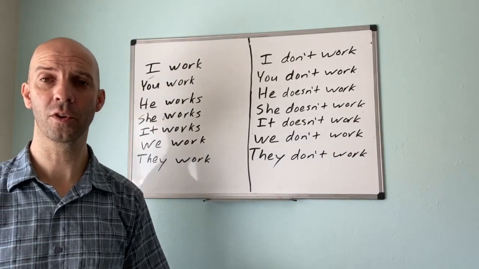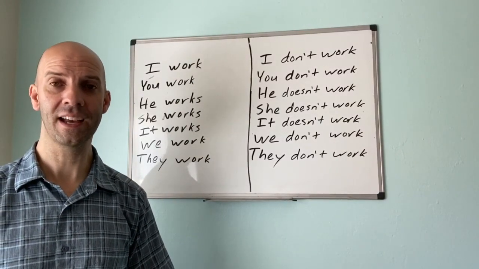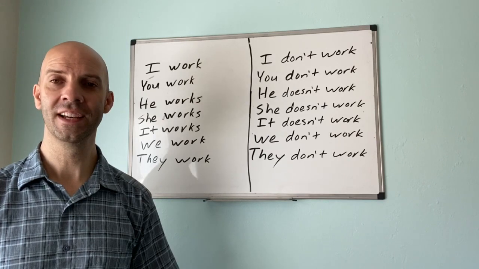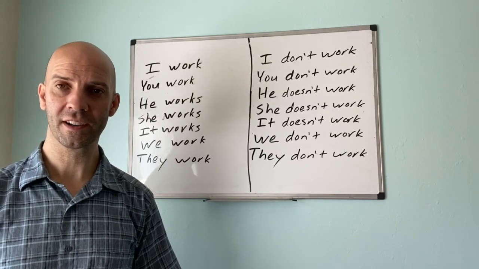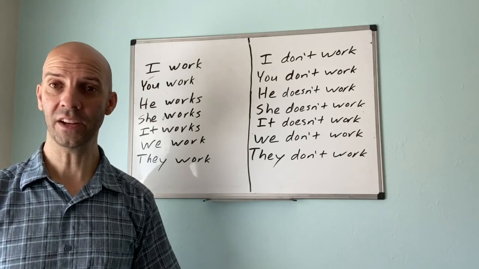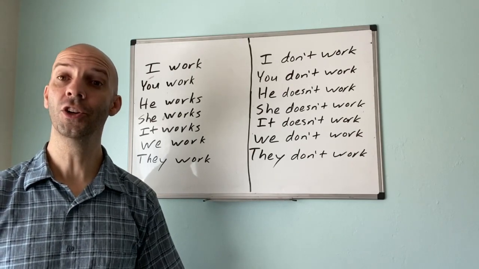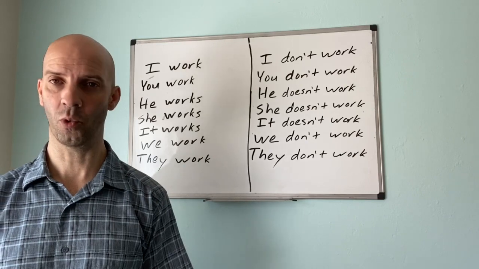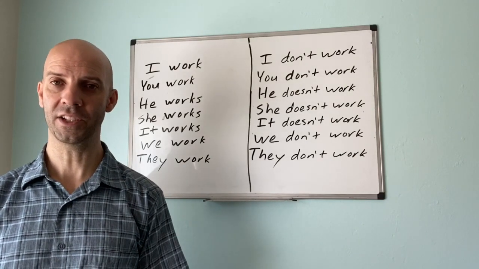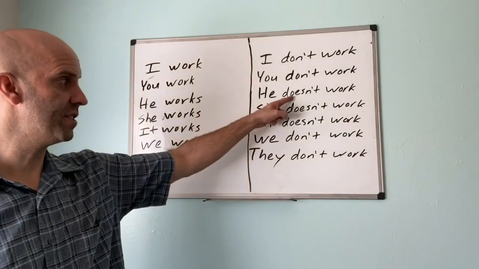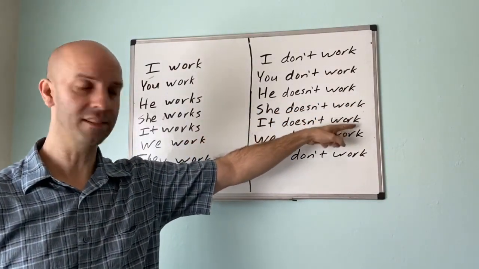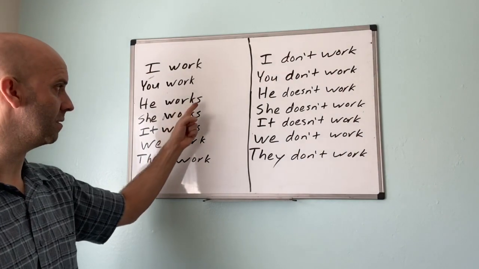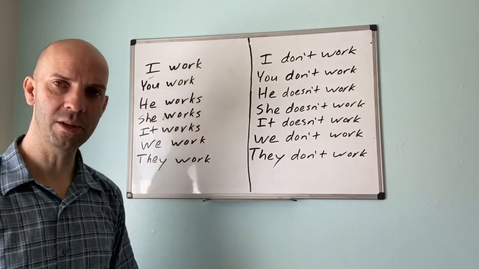Okay, the conjugation for the verb work in the positive form is I work, you work, he works, she works, it works, we work, and they work. In the negative form, I don't work, you don't work, he doesn't work, she doesn't work, it doesn't work, we don't work, they don't work. Notice, whenever you see does, the S is taken away. No S, work, work, work. But when there's no does, in the third person, you keep the S. He works, she works, it works.